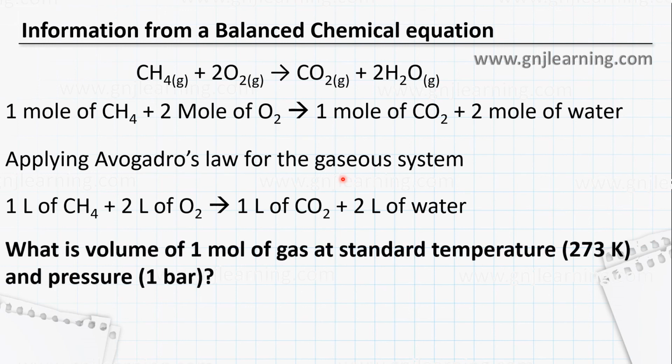Now again, what is the volume of 1 mole of a gas at standard temperature and pressure? What is the standard temperature? 0 degrees centigrade, or you can say 273 Kelvin approximately. So the precise value of this temperature 0 degrees centigrade in Kelvin scale is 273.15 Kelvin. But for ease of calculation, we round the figure to 273 Kelvin.